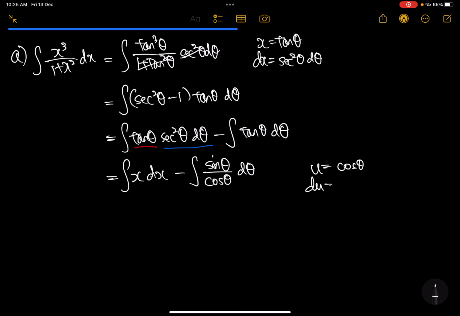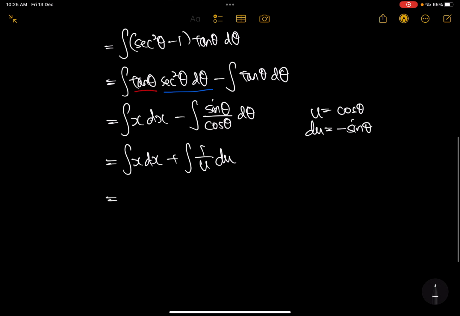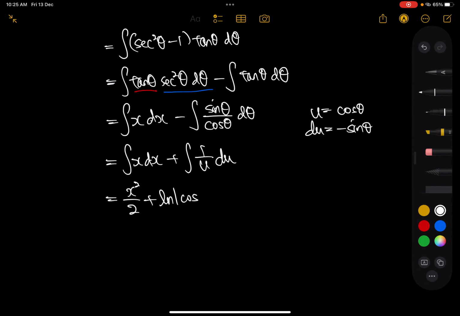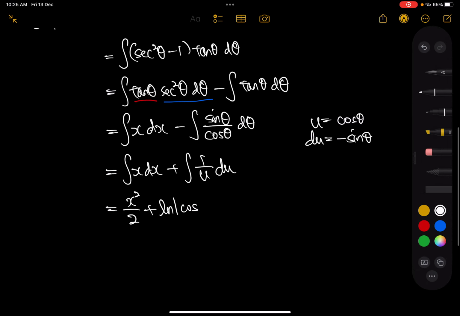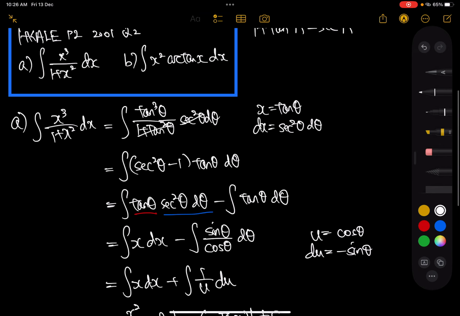So du is negative sine, which means we have x dx plus 1 over u du. And this is really straightforward, which is just x squared over 2 plus natural log of cosine theta. Theta is arctangent x, so this is natural log of cosine arctangent of x plus c. So this is part A.